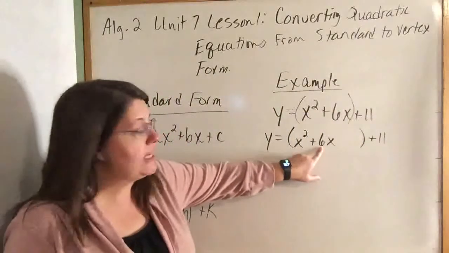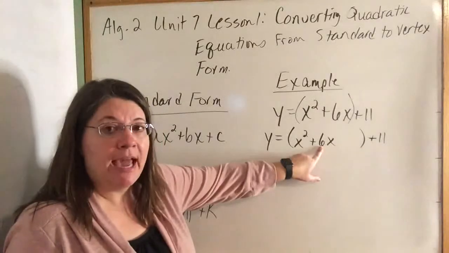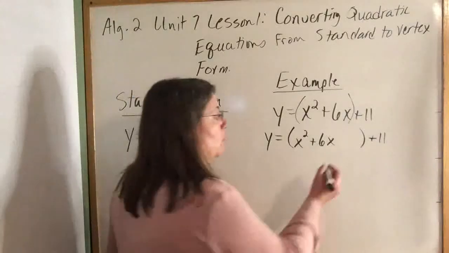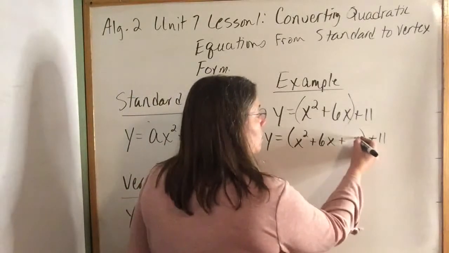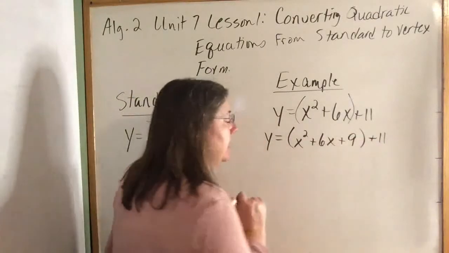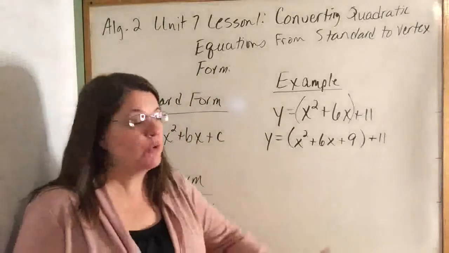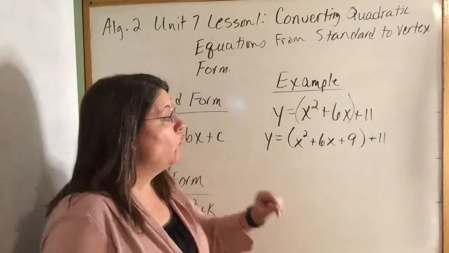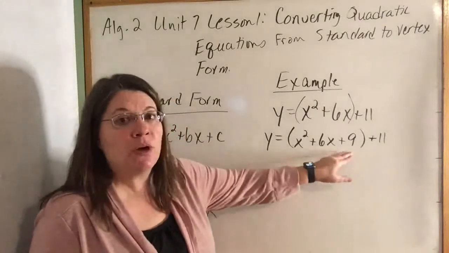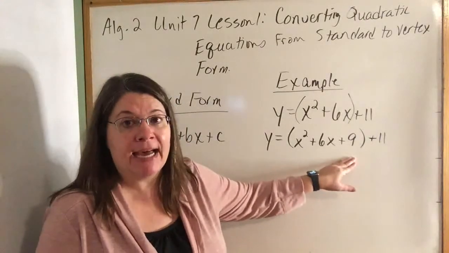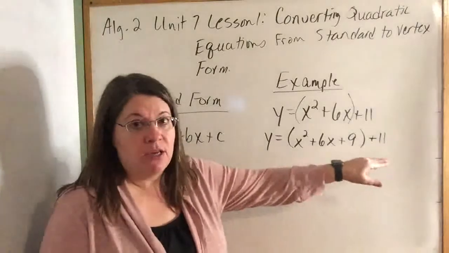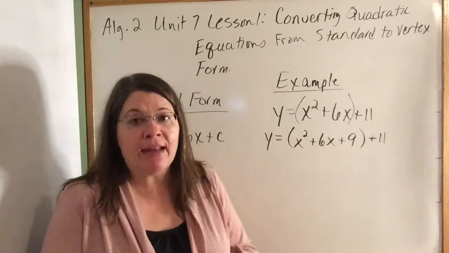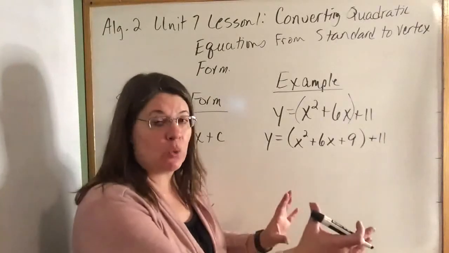Remember, to do that, we take half of 6. Half of 6 is 3, and then we take 3 and we square it. So 3 squared is 9. This is going to be a plus 9 right here. Now, there's a problem with just adding a plus 9 and leaving it and not doing anything else. We have changed the value of this equation by adding 9 to that equation. So we have to offset that. We are only allowed to add 0 to one side of an equation.